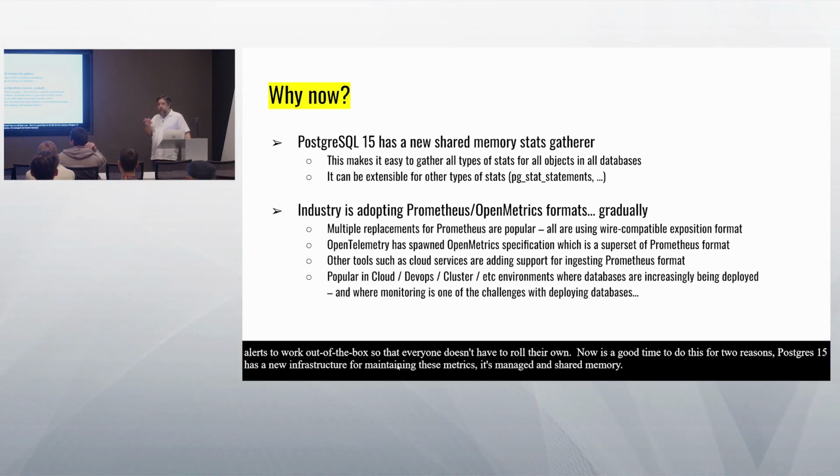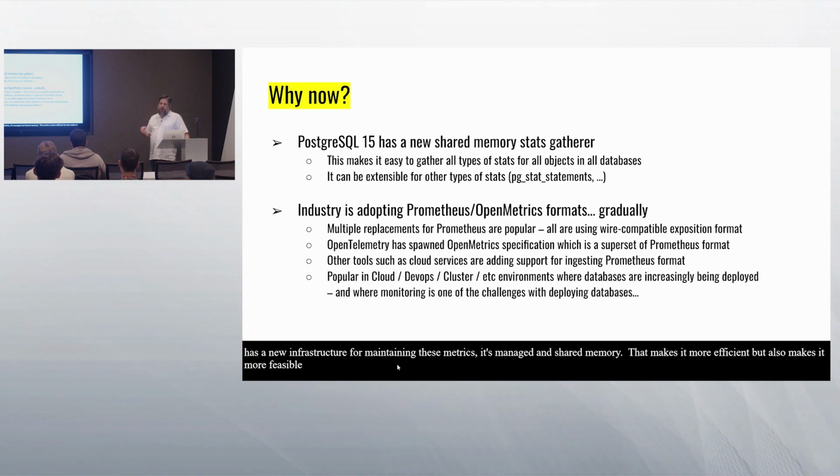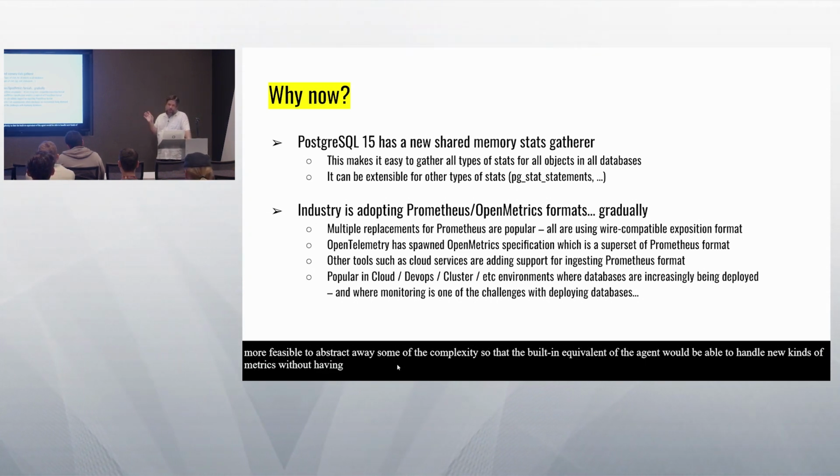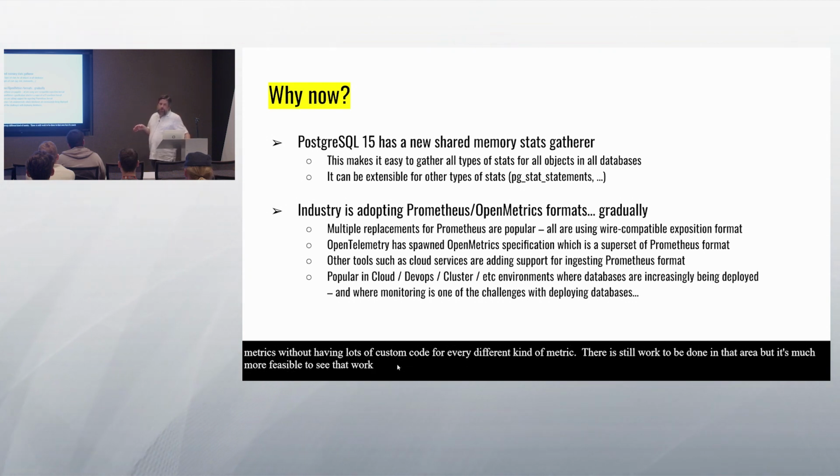That makes it more efficient, but also makes it more feasible to abstract away some of the complexity here, so that the built-in equivalent of the agent would be able to handle new kinds of metrics without having lots of custom code for every different kind of metric. There's still work to be done in that area, but it's now much more feasible to see that work happening than when you're layering it on top of some of the oldest code in Postgres.